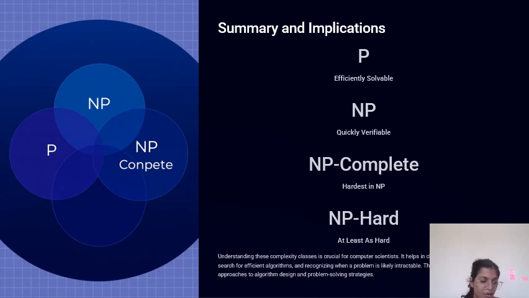Summary: P problems can be solved quickly by an algorithm. The time to solve grows at most polynomially with input size. Examples are sorting and searching. NP, non-deterministic polynomial time, are problems for which a given solution can be verified quickly even if finding the solution is hard. Example: Sudoku. NP-complete: the hardest problems in NP. If you solve any NP-complete problem quickly, you can solve all NP problems quickly. Famous examples are traveling salesman and scheduling algorithms.